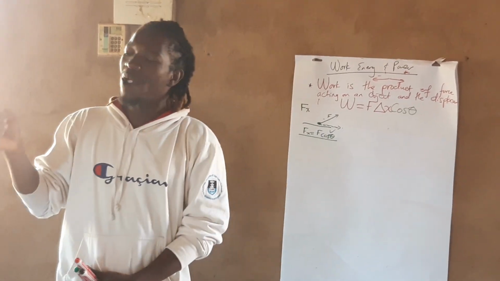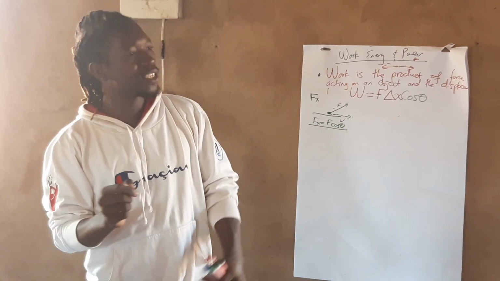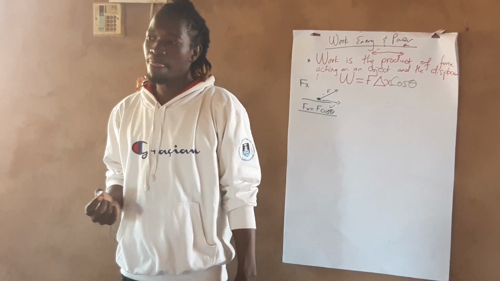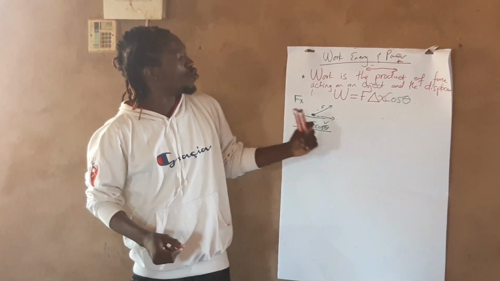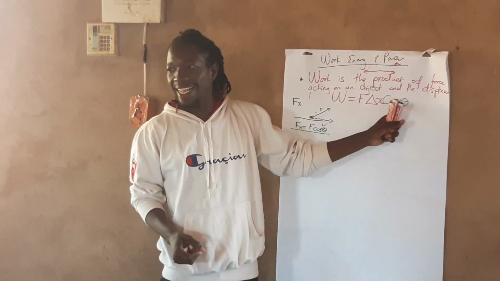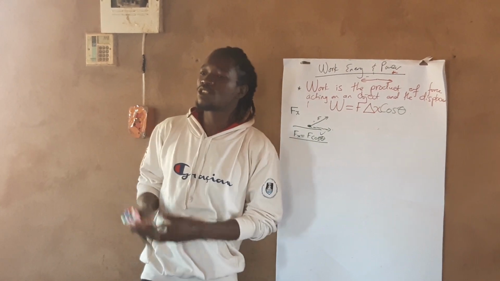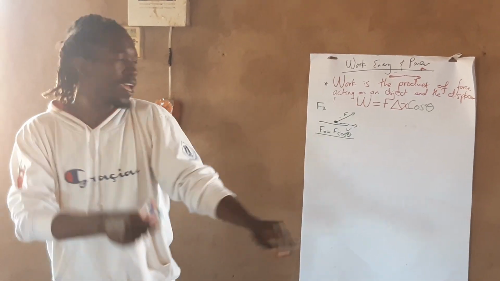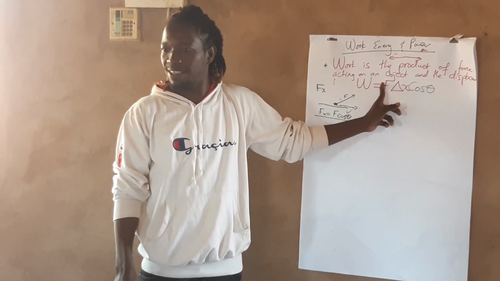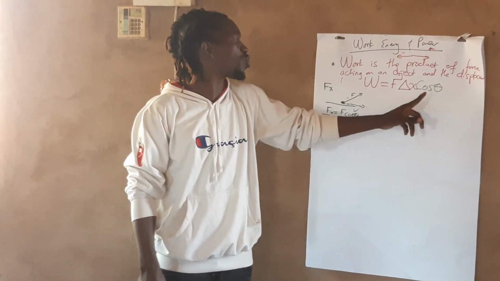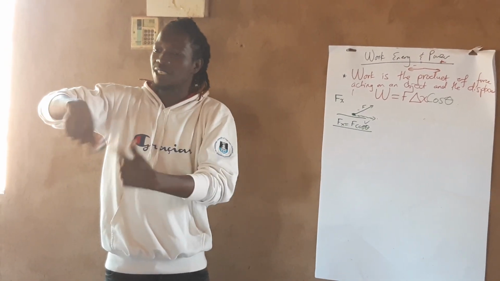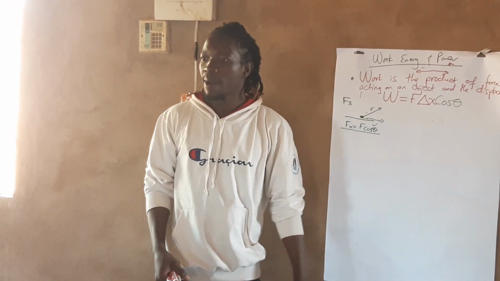But now, when the object is going in the opposite direction with the force in question, you can either put cos 180 there, or you can just know that your force is going the opposite direction of the object. So you can just put negative, because cos 180 is equal to negative 1. So it is the one accounting for the direction.